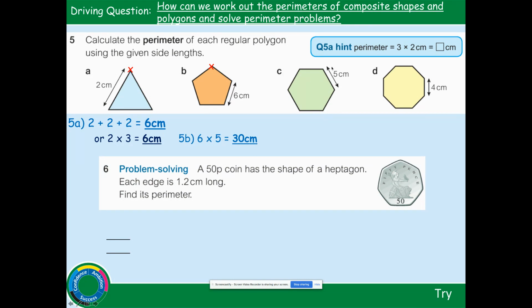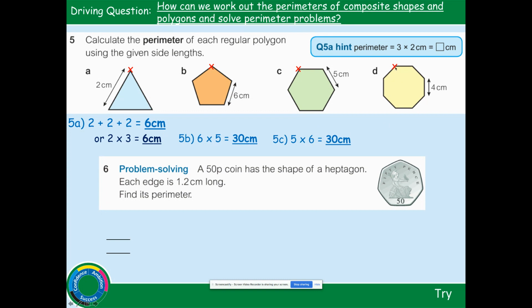So let's see, we've got 5 centimetres, so it's going to be 5 times something. Let's count how many sides. 1, 2, 3, 4, 5, 6. I'm back to where I started. So it's going to be 5 times 6, which equals 30 centimetres. The path around the outside of that hexagon equals 30 centimetres. The perimeter.